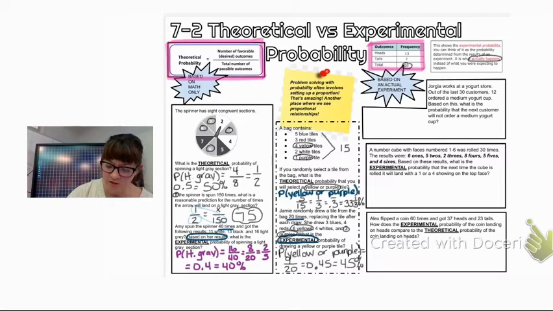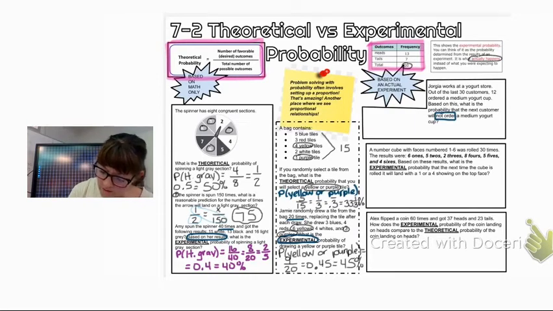Okay, next one. Georgia works at a yogurt store. Out of the last 30 customers, 12 ordered a medium yogurt cup. Based on this, what is the probability that the next customer will not order a medium yogurt cup? Again, not order. So we're talking about a complement here, the not ordering.